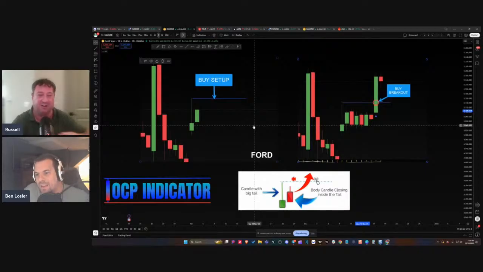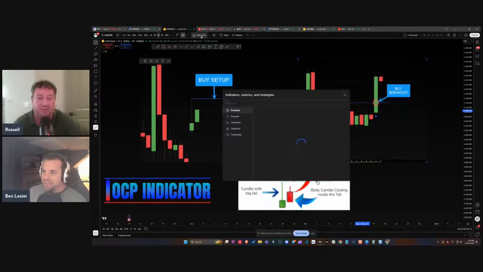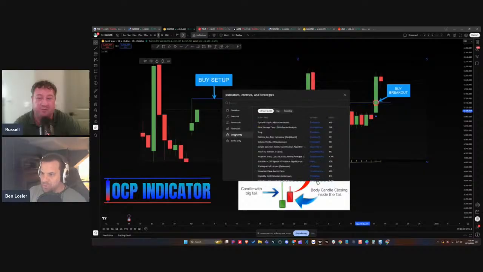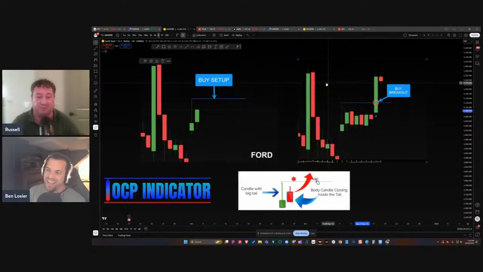Yeah, as we all know, if you go on TradingView, there are thousands and thousands of indicators, right? So there are a lot of systems out there, and a lot of them work. A lot of them are just someone who had a project about it.